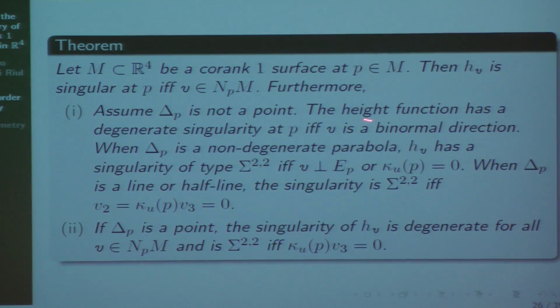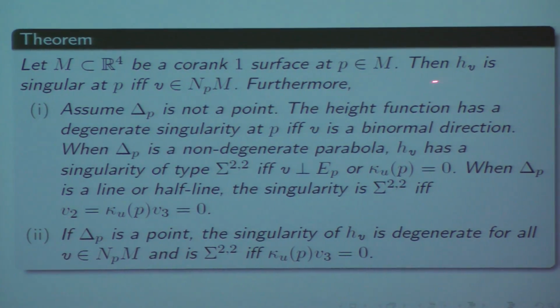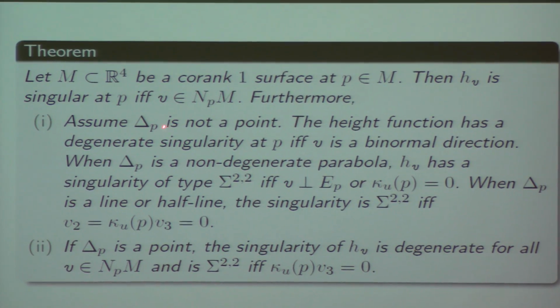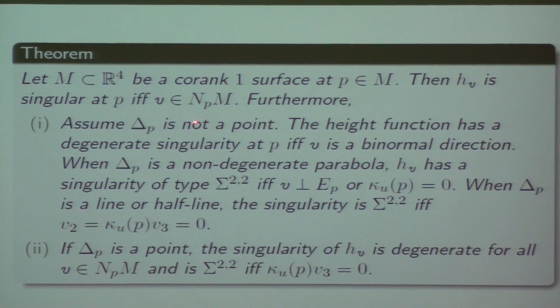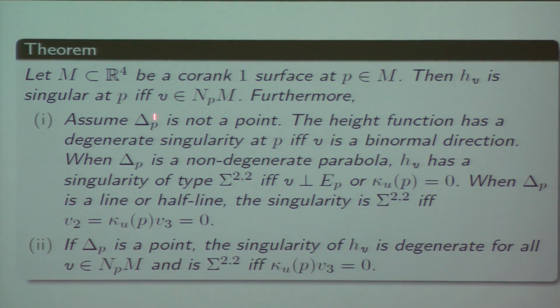The study of the height function gives us this theorem. We know that the height function will be singular at the point P if and only if the vector v belongs to the normal hyperplane. Furthermore, if delta p is not a point, the height function will have a degenerate singularity at P if and only if the vector v is a binormal direction.